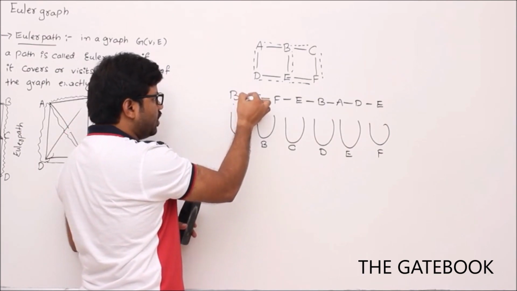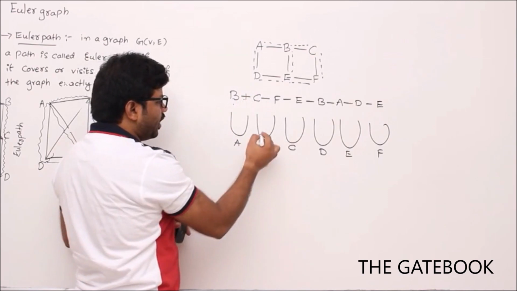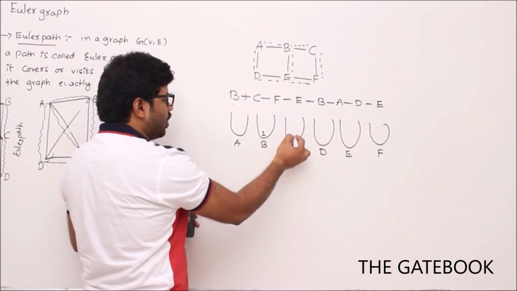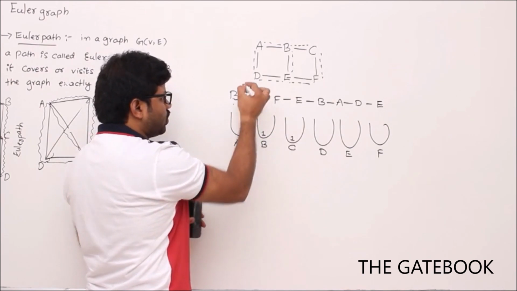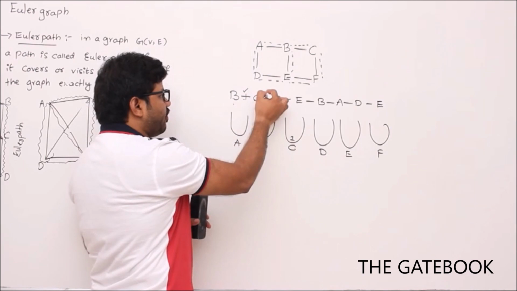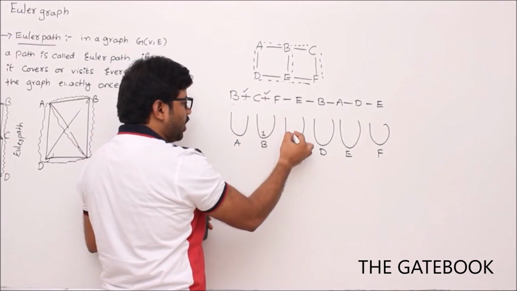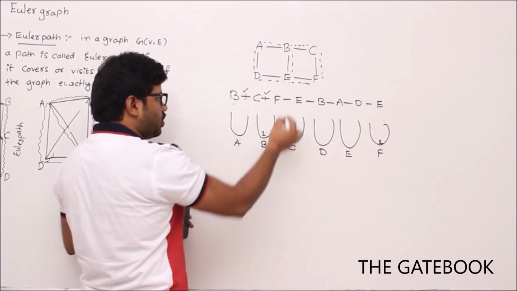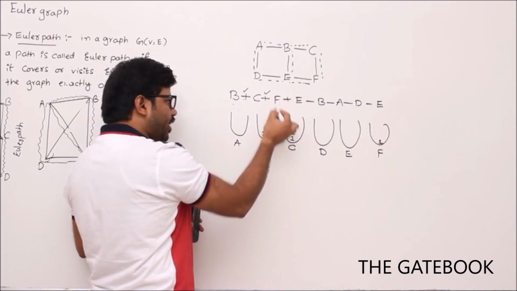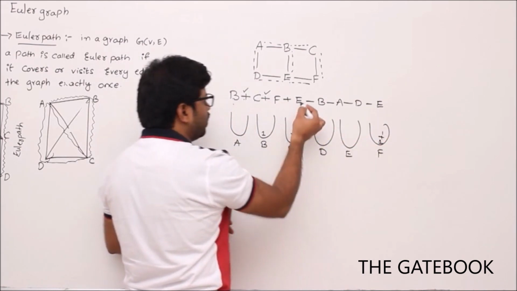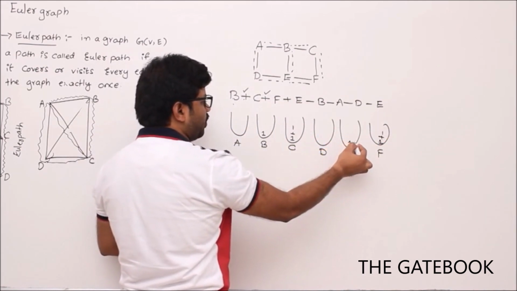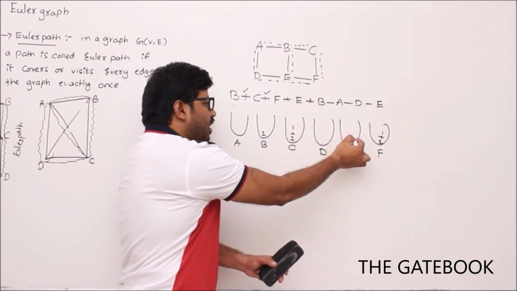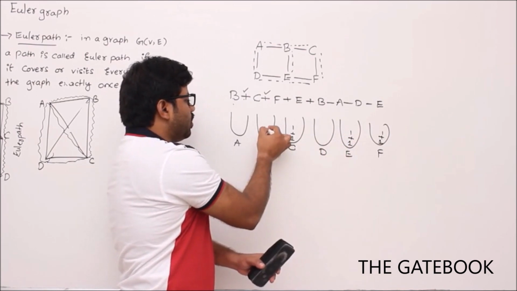Let's start with this edge. It is between B to C, right? Then B gets 1 in its degree and C gets 1, isn't it? So this edge is processed. Then process this edge CF. Because of that C gets plus 1, right? F gets plus 1. Now process this edge, then because of that F gets again plus 1 and E now gets plus 1, right? Now let's process this one, then immediately E gets plus 1, B gets plus 1.